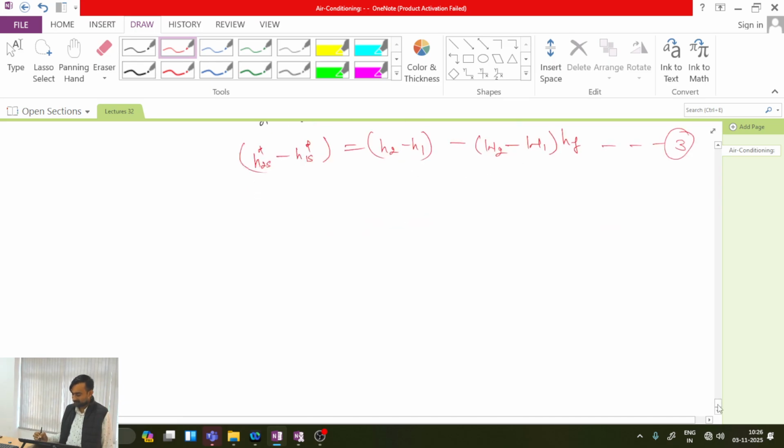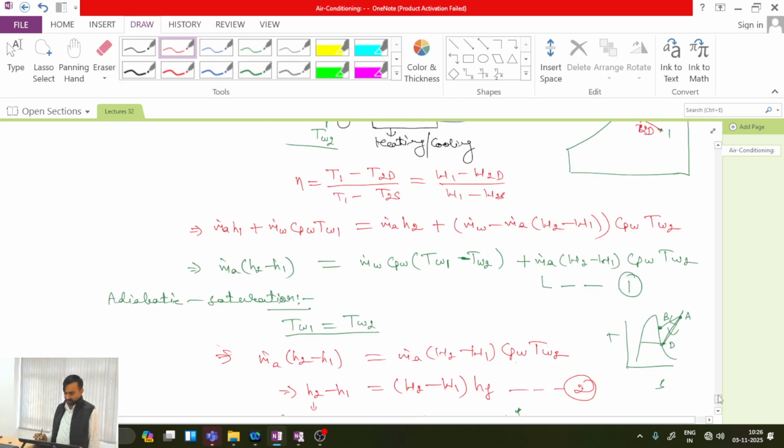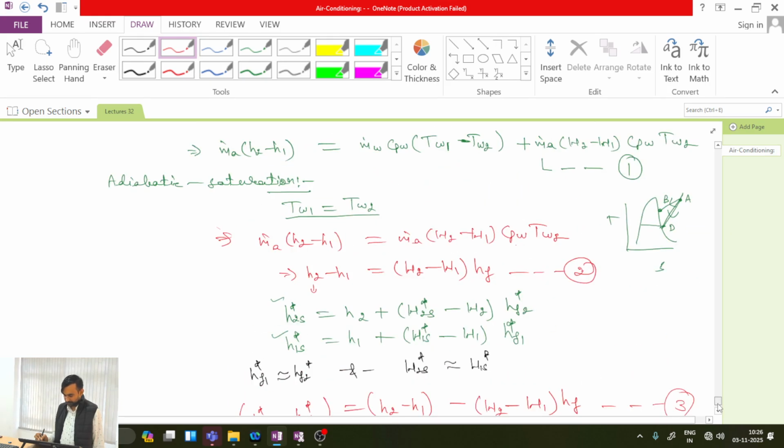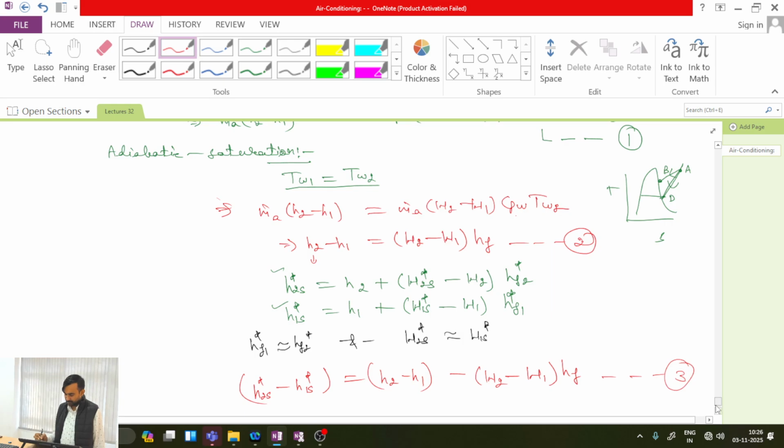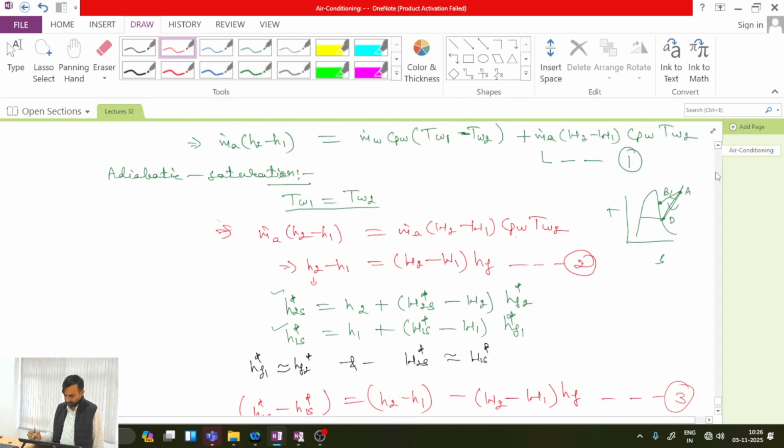Equation number 3. Now carefully look at equation number 3 and equation number 1. Do you have some similarity? Equation number 1 and equation number 3. Do you have some similarity? Please tell me. (W2 minus W1) into hf, this is the term, and the other term is m dot a into (h2 minus h1).